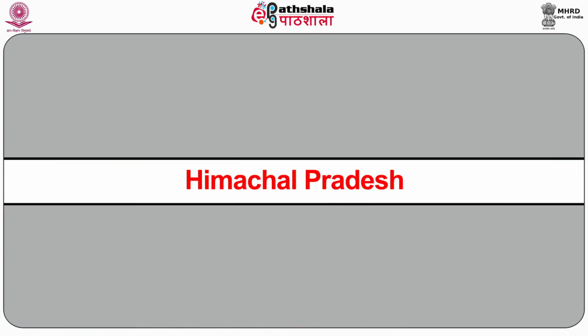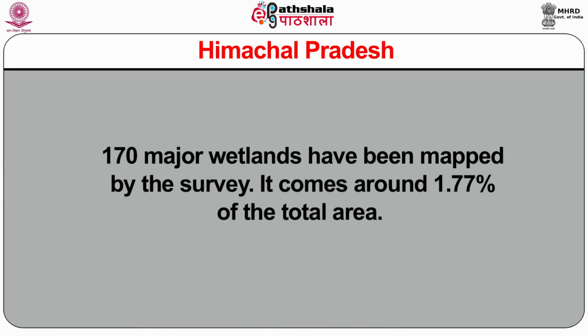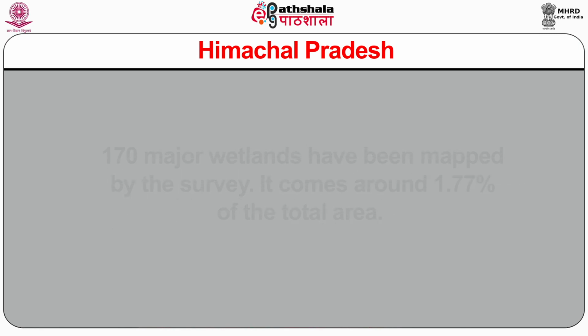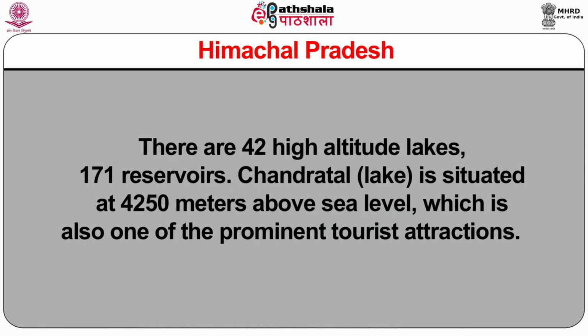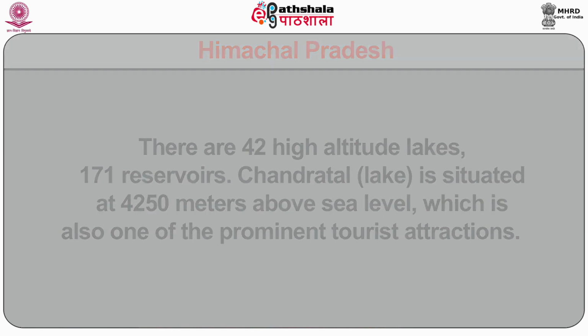Himachal Pradesh. 170 major wetlands have been mapped by the survey. It comes to around 1.77% of the total area. There are 42 high altitude lakes and 171 reservoirs. Chandratal is situated at 4,250 meters above sea level, which is also one of the prominent tourist attractions.